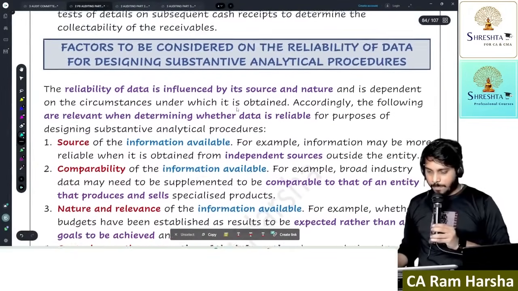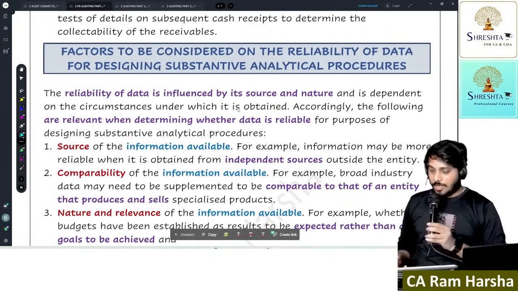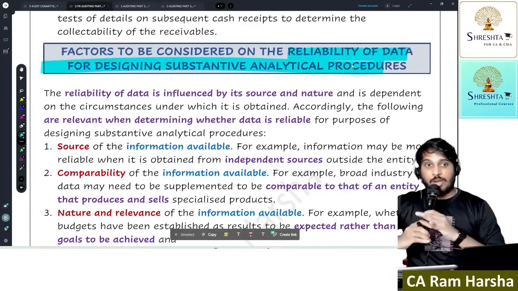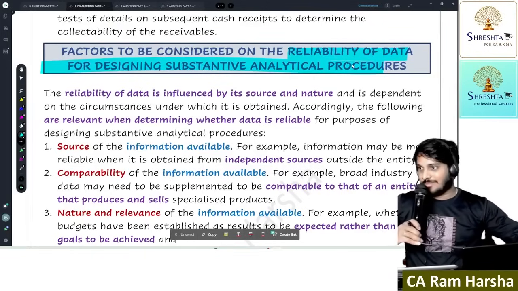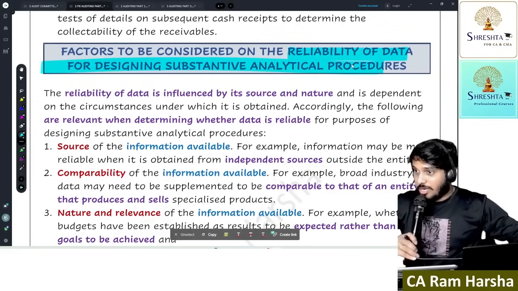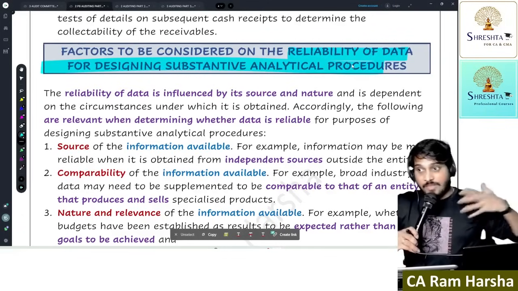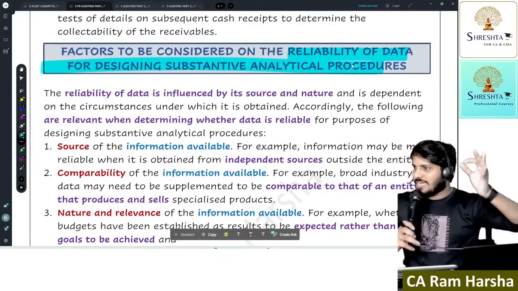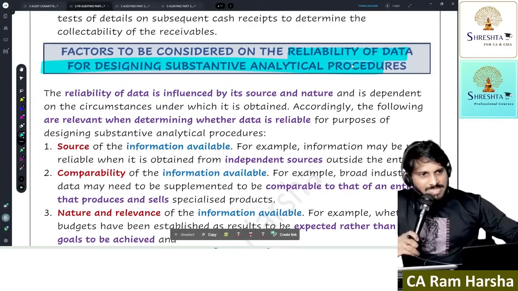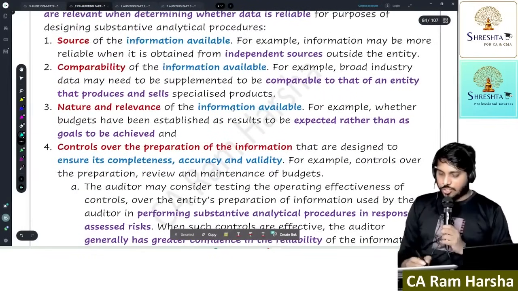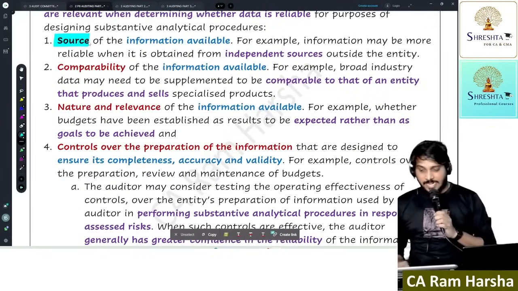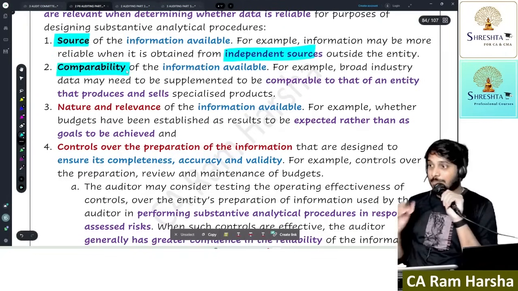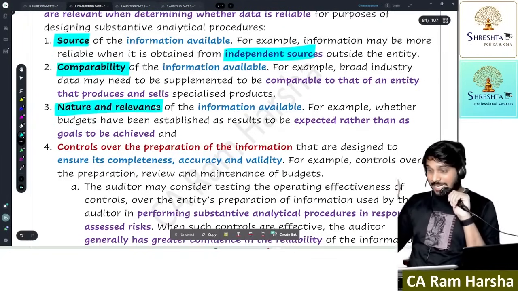It's okay, that's enough. Now what factors will you consider on reliability of data? What are the factors to apply analytical procedure? The first point we discussed is availability of reliable data. Only if the background data is available correctly can I apply analytical procedure and happily proceed. Now, how to say whether data is reliable or not? It depends on the source from which the data is obtained. If the data is obtained from independent sources, generally it is more reliable. How far the data is helpful for comparability, and how far the data is relevant for this assertion.